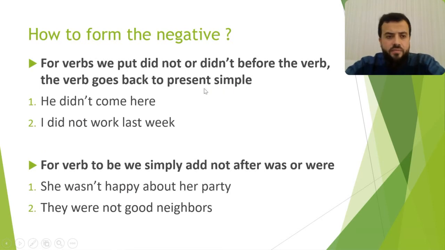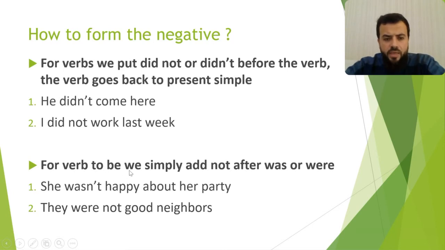Now, how to form the negative? For verbs, we put did not or didn't before the verb, and the verb must go back to the present simple. He didn't come here. So originally, this sentence is he came here. So we made it negative, we added didn't, and came went back to the present form, come. He didn't come here. I didn't work last week. Work is a regular verb. So we should say, I worked last week. In the negative, I did not work last week.